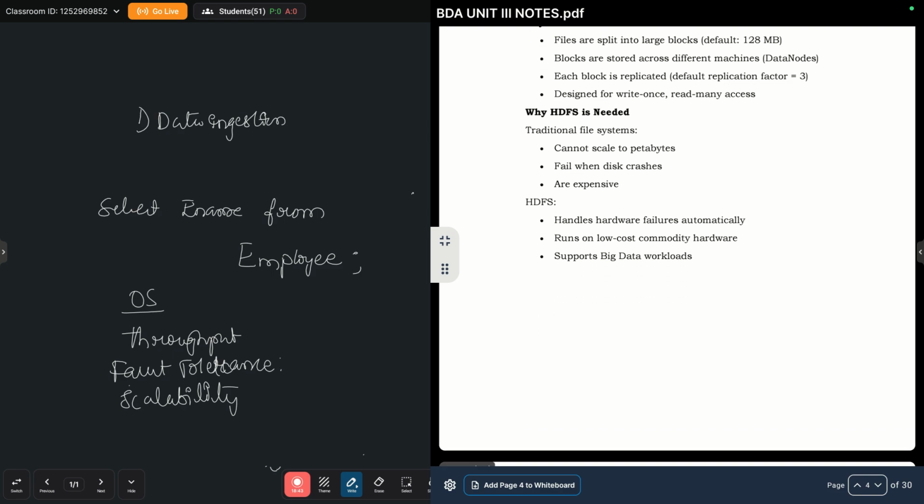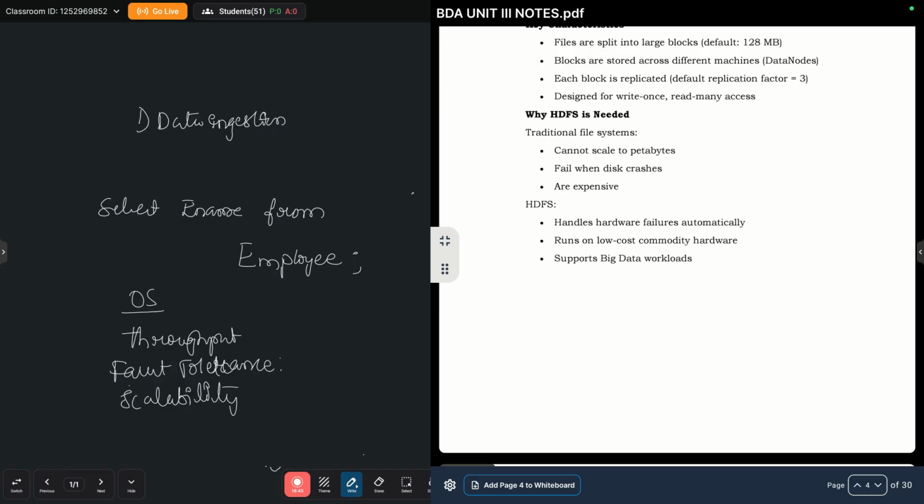Basically, if you see, these are the input data files. In HDFS, the file is split into data blocks. Here the name is A, node is B, and data is C. What is the default block size? The default block size is 128 MB. File name is A, file name is B, file name is C.